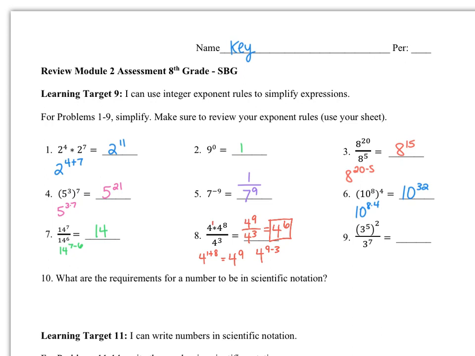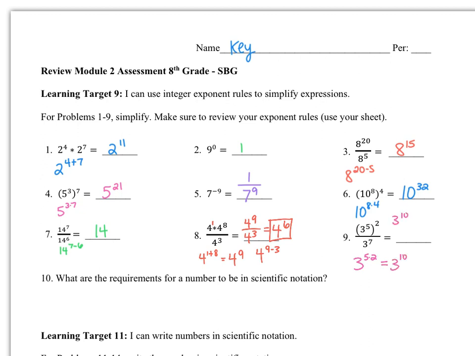For number 9, we have 3 to the 5th to the 2nd divided by 3 to the 7th. So again, we've got a couple things going on here. So in the numerator, 3 to the 5 to the 2nd is taking a power to a power. So just like number 4 and number 6, we multiply those exponents. So that'd be 3 to the 5 times 2, or 3 to the 10th.